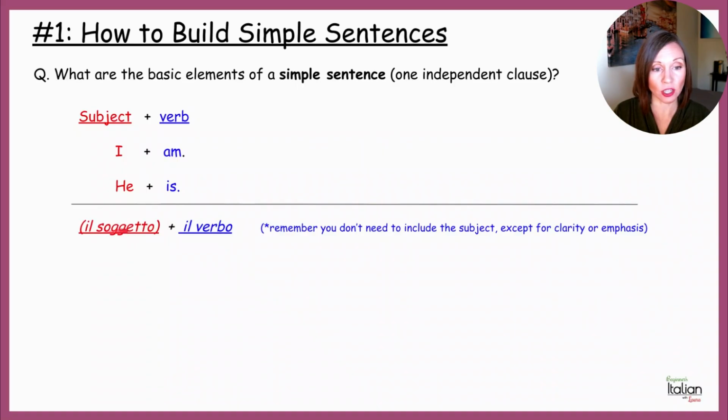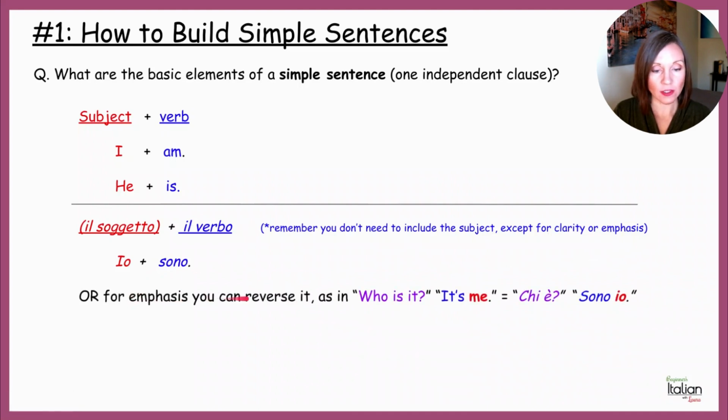We have il soggetto and il verbo. So you could say io sono. But remember, you don't need to include the subject, or the subject pronoun, I should say, except for clarity or emphasis. Okay, so in this case, you could technically say sono. Or for emphasis, you can reverse it, as in, who is it? It's me. Chi è? Sono io.